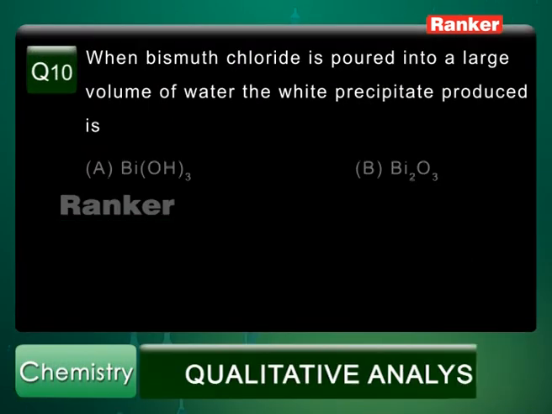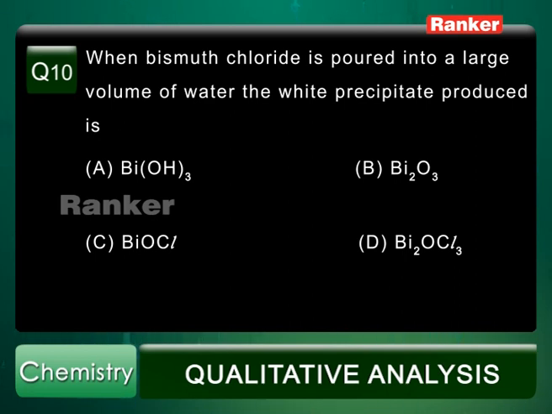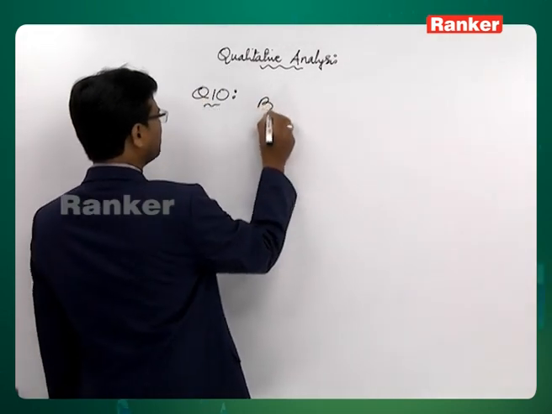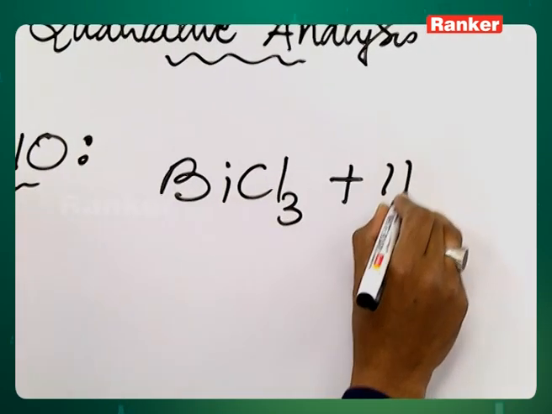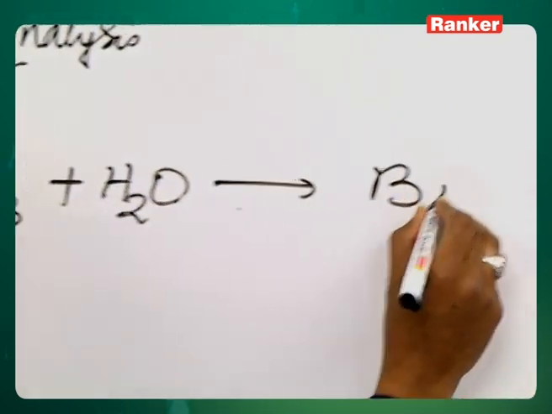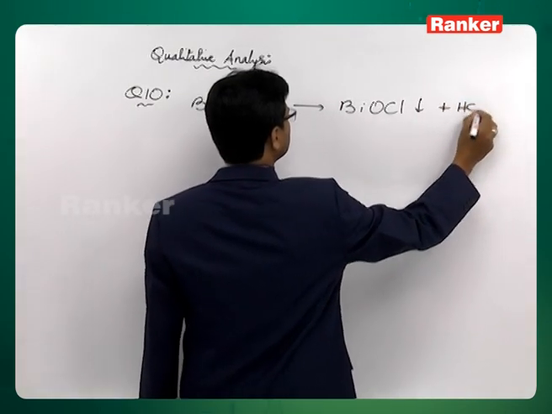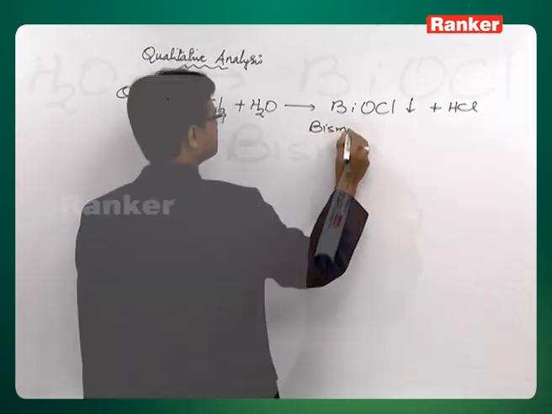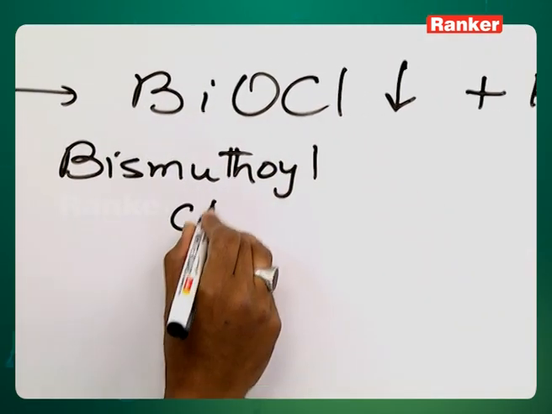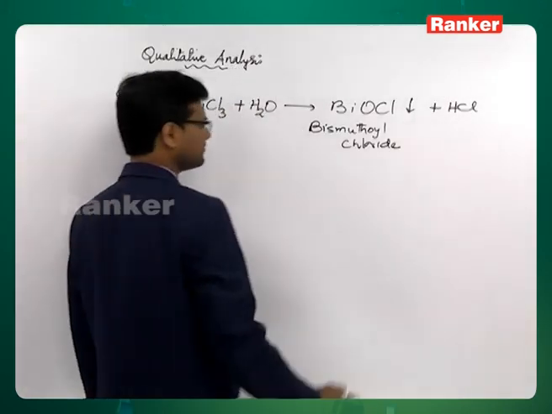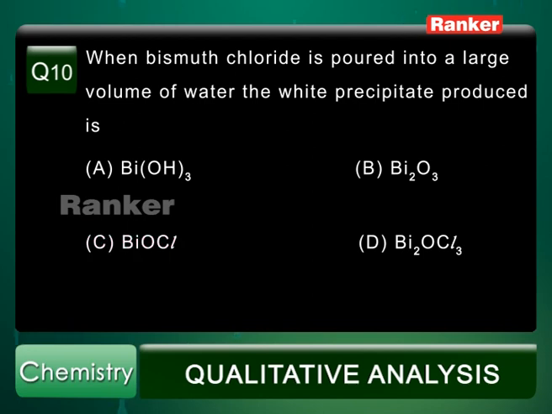When bismuth chloride is poured into a large volume of water, the white precipitate produced is A Bi(OH)3, B Bi2O3, C BiOCl, and D Bi2OCl3. The correct answer is BiOCl, C option. What happens is partial hydrolysis of BiCl3 takes place, and you get a basic salt BiOCl, bismuth oxychloride. It's a basic salt. So the correct answer is C option, BiOCl.